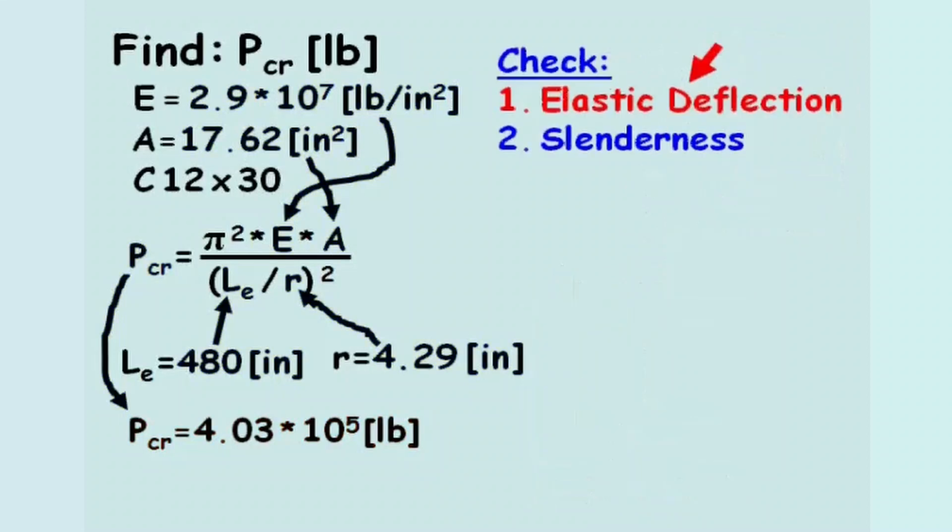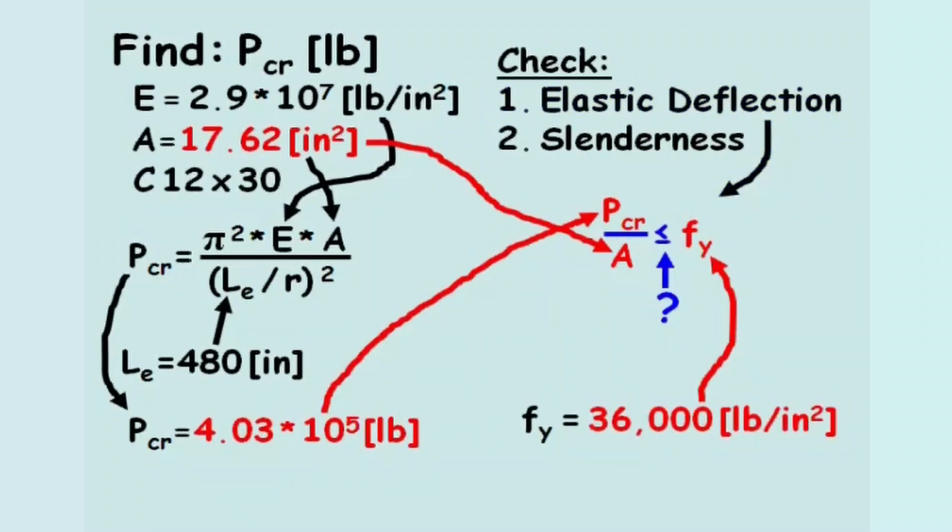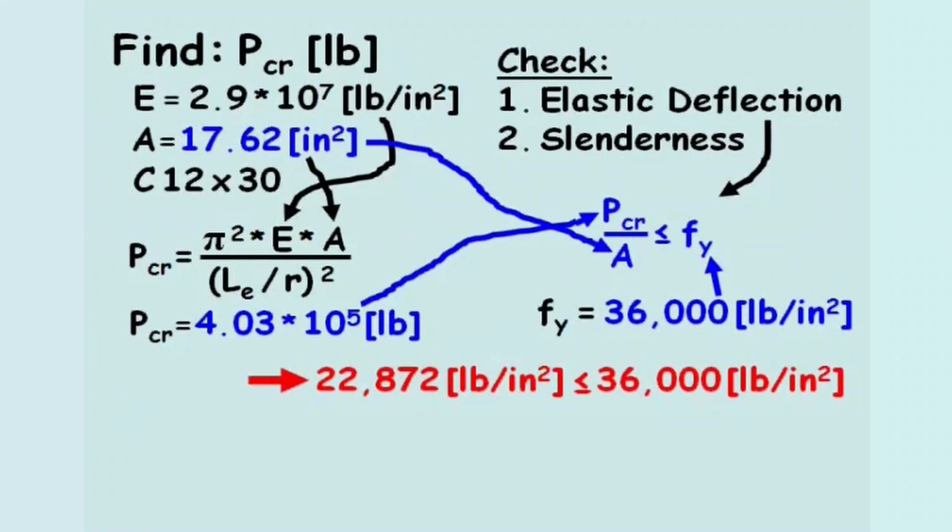Next, we'll make two checks. First, we'll make sure the axial deflection is elastic by confirming the axial stress in the steel does not exceed the yield stress of the steel, Fy. After plugging in the appropriate values, indeed, the deflection is still in the elastic region, and our original equation assuming linear elasticity is valid.